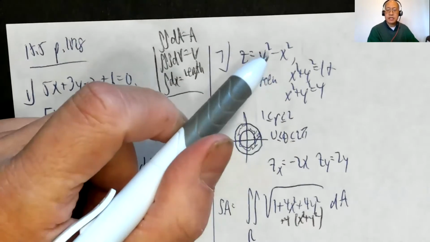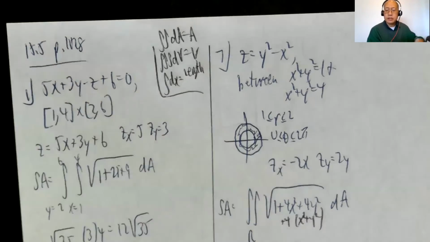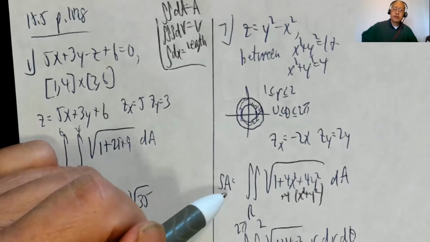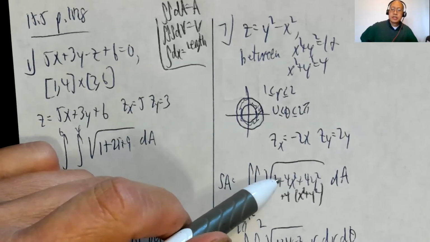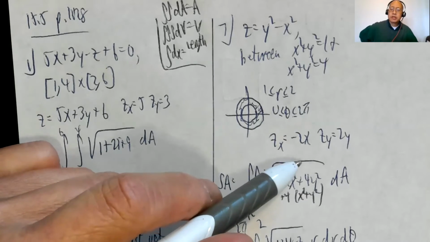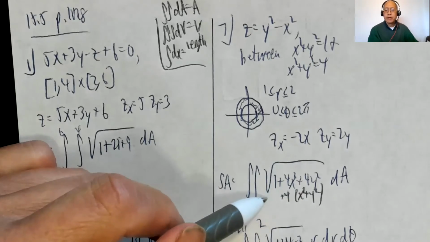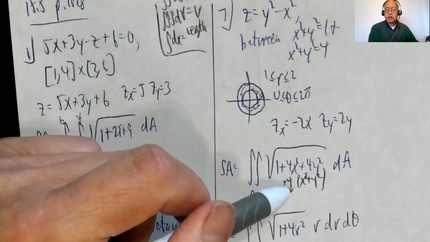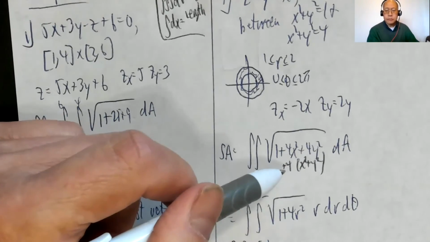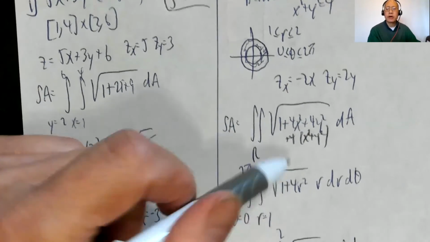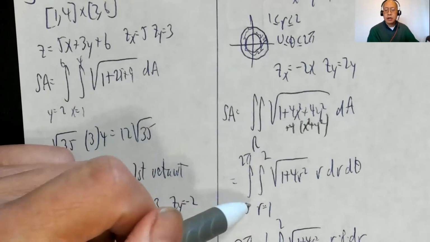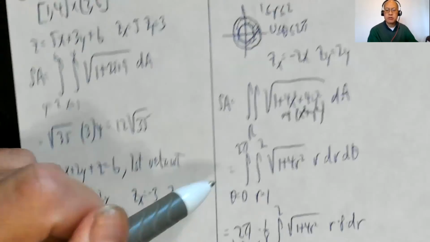Okay, so z sub x is -2x, z sub y is 2y. So the surface area is a double integral over the region R of radical 1 plus z sub x squared, 4x squared, plus z sub y squared, 4y squared, which is 4 times x squared plus y squared. So in polar coordinates, that's radical 1 plus 4r squared, r dr d theta. R goes from 1 to 2, theta goes from 0 to 2 pi.